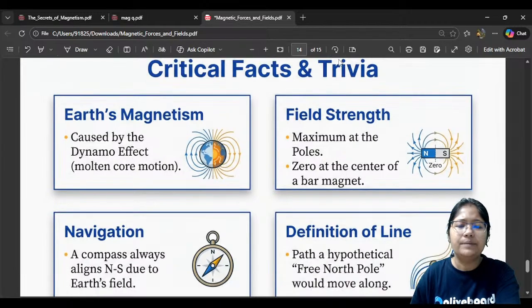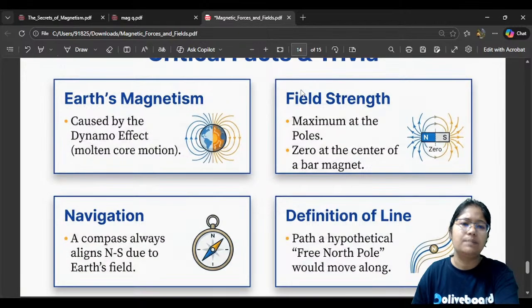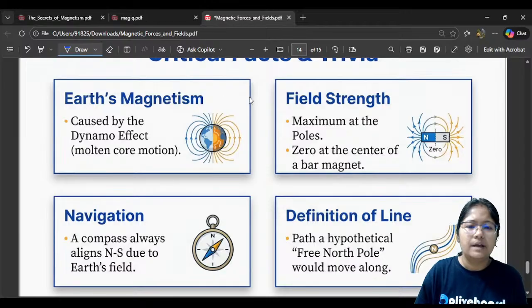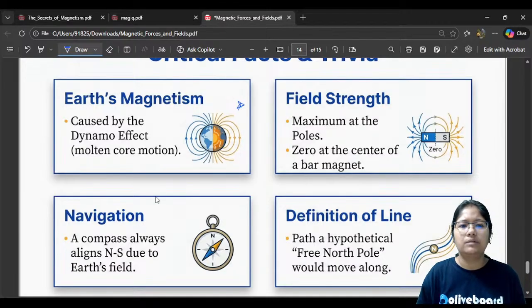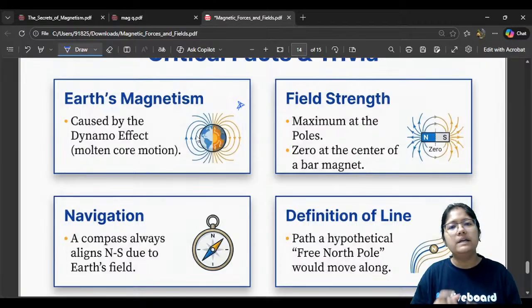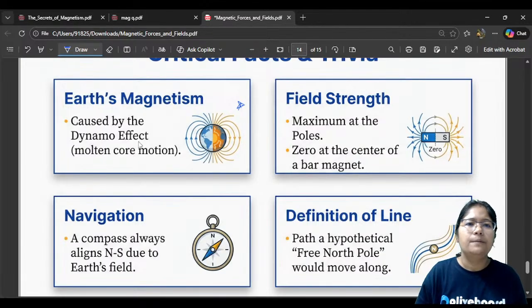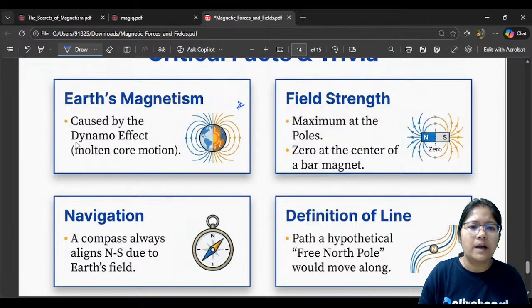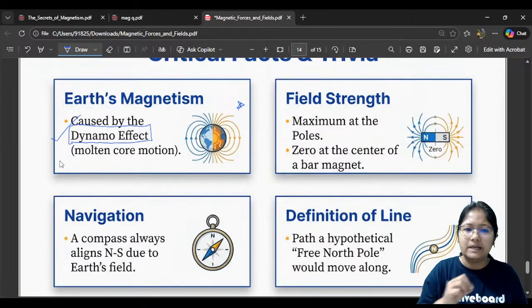And now finally coming to the important facts about the Earth's magnetism. Many a times they're asking you about this also, that earth magnetism is also there. Yes, earth itself works like a huge magnet. Okay, and earth's magnetism is caused by which effect? Dynamo effect. Which one you will have to tick? You will have to tick the dynamo effect.